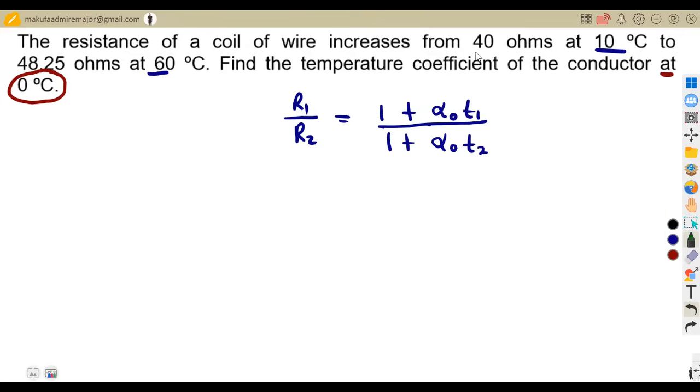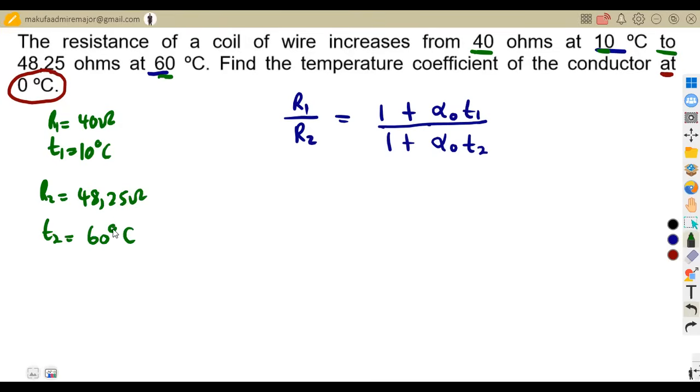You know that this is my R1 at the initial temperature of 10. So I've got R1 of 40 ohms, which means our initial temperature is going to be 10 degrees Celsius there. And we are given it increases to the resistance now, which is our R2. That is going to be 48.25 ohms at this temperature, which is T2, 60 degrees Celsius. Then the question is to find, meaning to say we are supposed to find the temperature coefficient of the conductor at 0 degrees Celsius. So we are simply going to substitute our information.